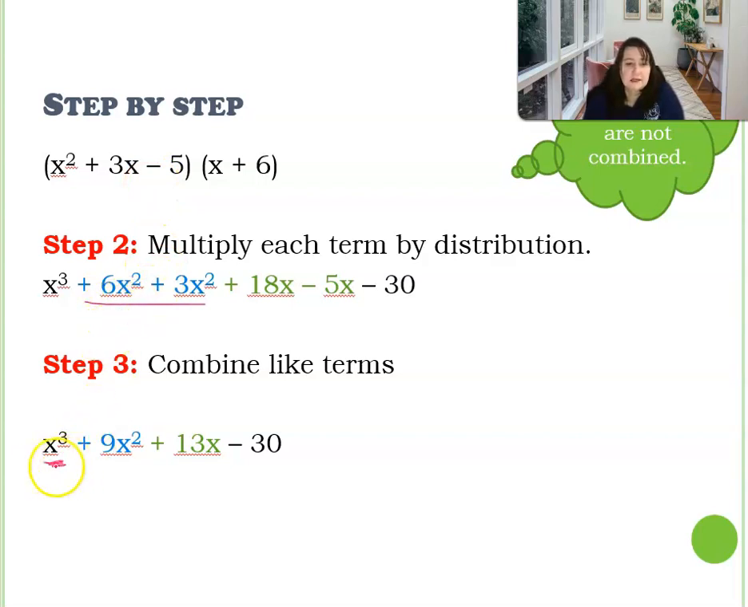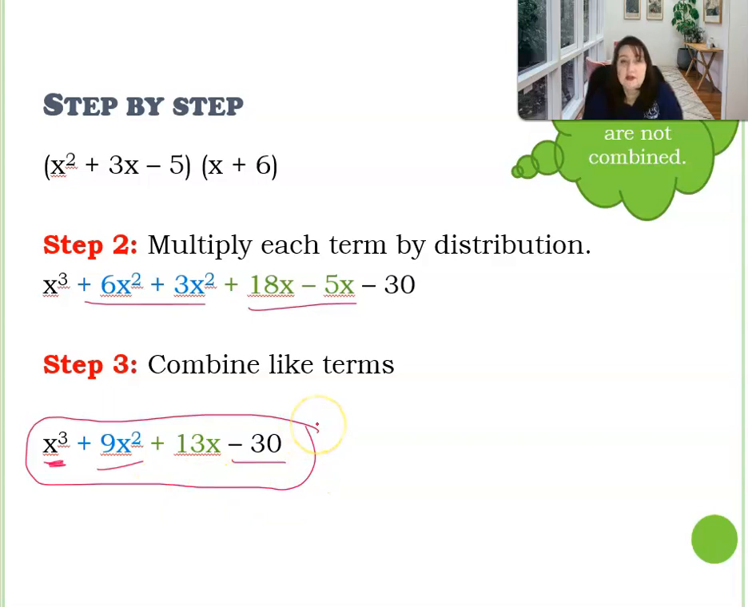As I said before, you will notice that this x cubed and this -30 don't change. I have 6 plus 3 is 9, which gives me my x squared. And then I have 18 minus 5x, and that's 13x. This is as far as I can go. None of the other exponents match, so therefore this is it. I end up with 4 terms. So when I take a trinomial and multiply it by a binomial, I typically get 4 terms.